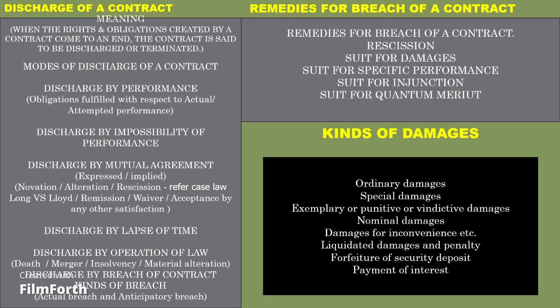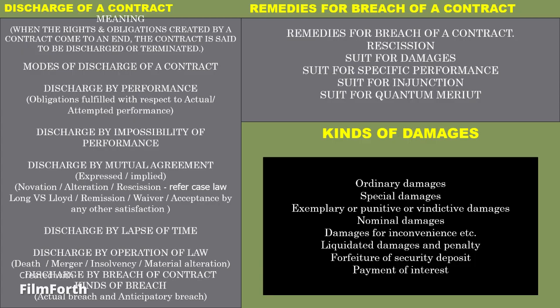Next point. Suit for specific performance. Specific performance means demanding an order from the court that the promise specified in the contract shall be carried out. When is specific performance allowed? When actual damages arising from breach are not measurable, and monetary compensation is not an adequate remedy.